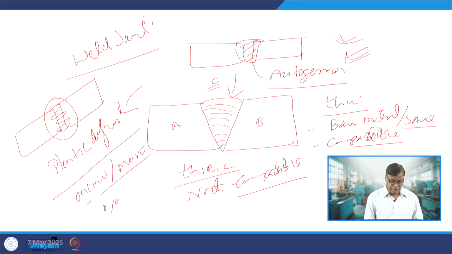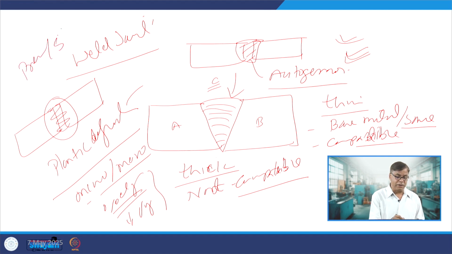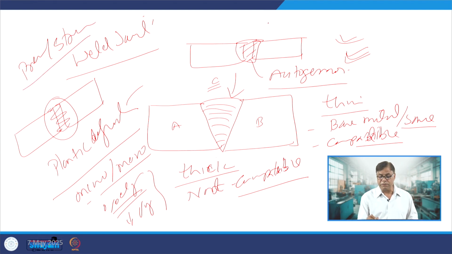So it should have ductility, in terms of say percentage elongation, or it is preferred if it has a low yield strength. So this is about that case. For causing the plastic deformation, certainly we need to apply pressure or stresses. But for realizing fusion, we need to apply heat. Sometimes in certain welding processes, both heat and pressure are used.